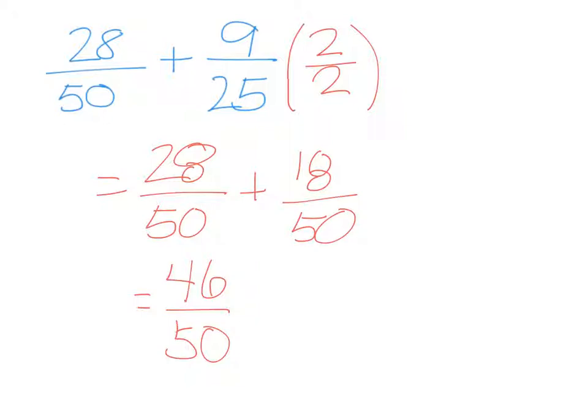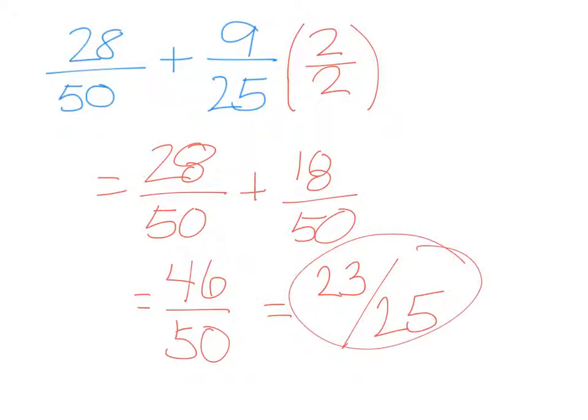This can be simplified. And to simplify it, we just have to think, what is a number that both of these two fractions, top and bottom, can be divided by? I thought of 2. So once we divide it by 2, we get 23 over 25. And that is the simplest form we can get. So that is our answer.